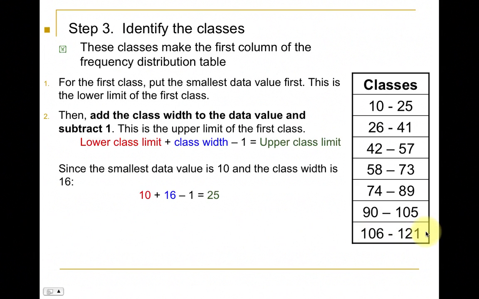So this means that our data is going to be placed into these classes. So if we have a data value that happens to be a 12, for example, a 12 would fall in this class. If we had a data value that was 45, it would fall in this class. Okay, so the classes are groupings. It doesn't necessarily mean that we have a 58 or a 73. It means that this is the group where our data values will be placed.